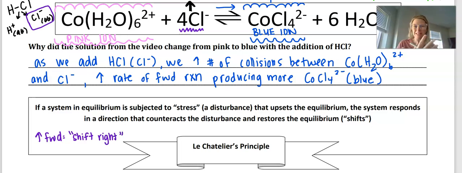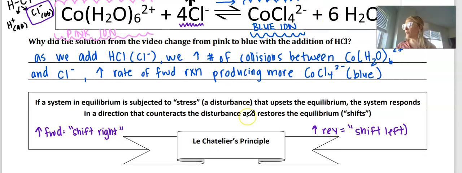Okay, aka we are causing the rate of the forward to increase, so we're producing more of the substances to the right. If we were to do something in the opposite direction, right, what are we doing? We're increasing the rate of the reverse, and therefore that would be considered a shift to the left. It would cause the reverse reaction to increase, creating more of our reactants.